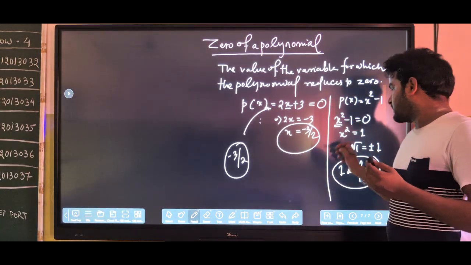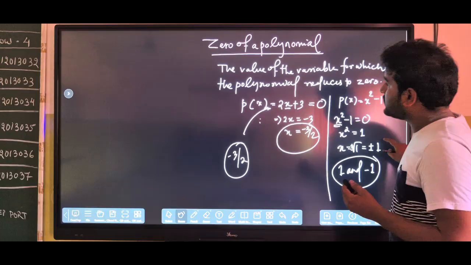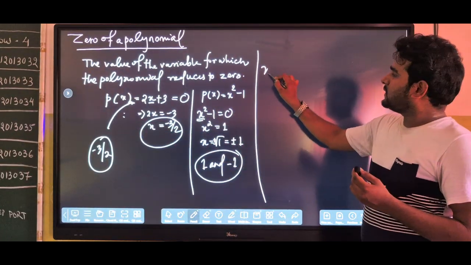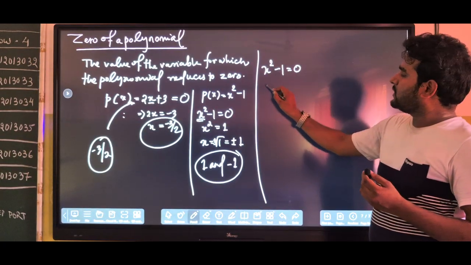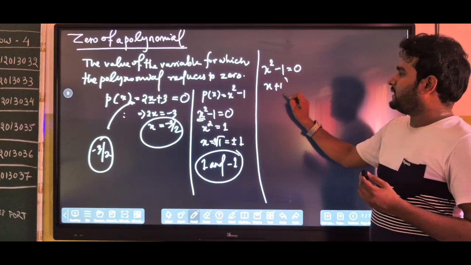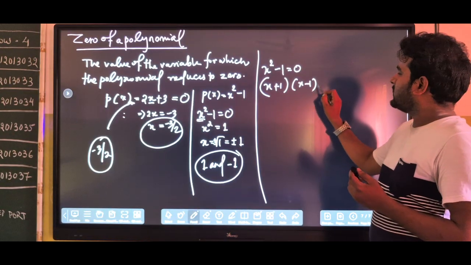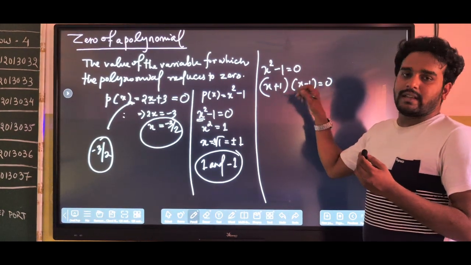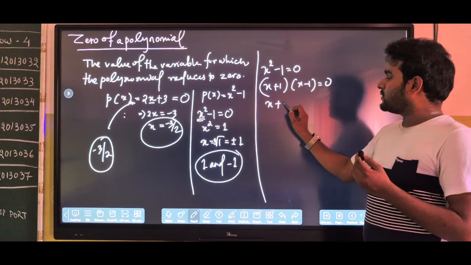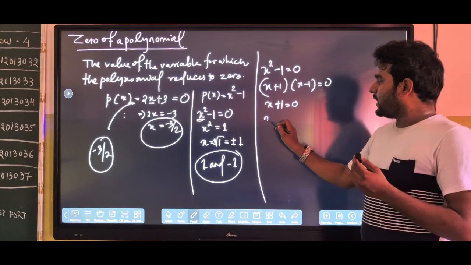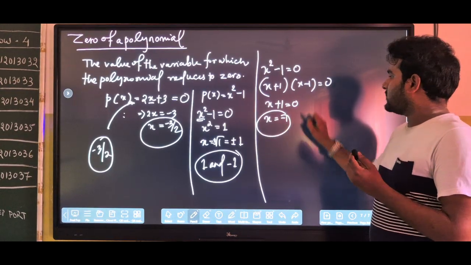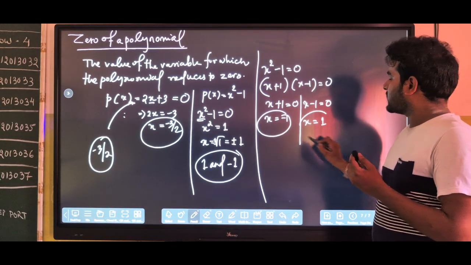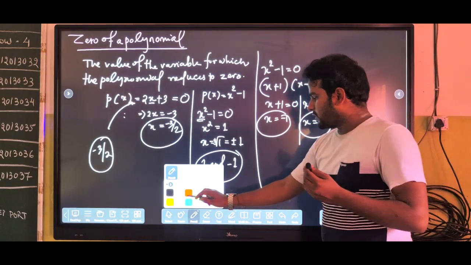You can also convert this into another process. Another method to find out the zeros. So let us do it. That is x square minus 1 equal to 0. Let it be in terms of an identity. So (x plus 1) into (x minus 1) equal to 0. So equate each part as 0. X plus 1 equal to 0, so x becomes -1. Another part, x minus 1 equal to 0, x equal to 1.